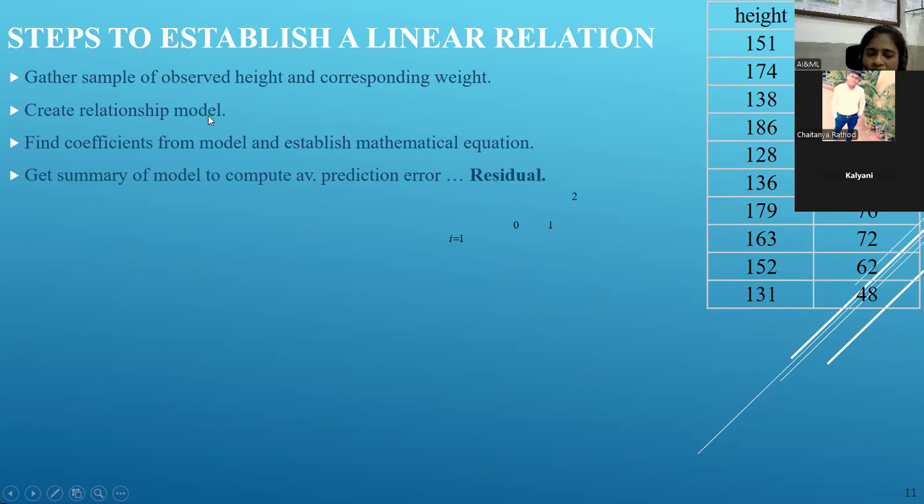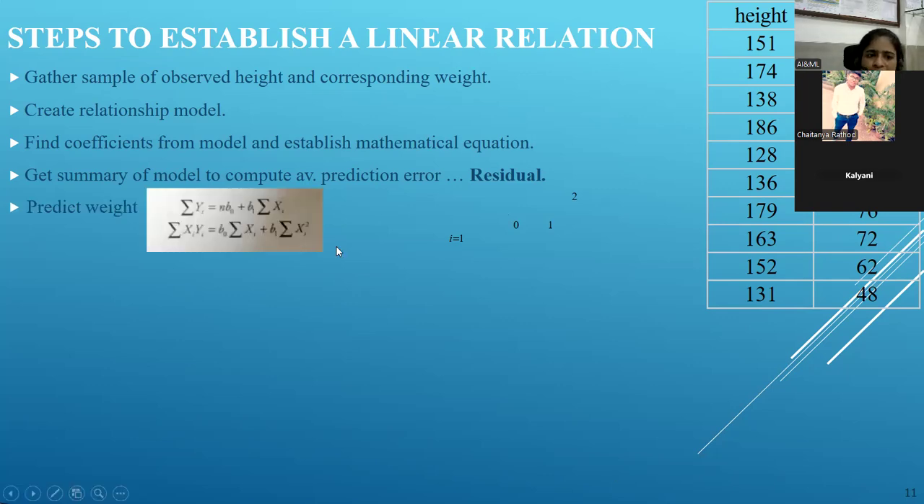What will a linear regression model say? I have to find the coefficients from the model, from the data, and establish the mathematical equation y is equal to b0 plus b1x. So b0, b1 will come from this data. Then we will compute the average prediction error, which is termed as residual. So this error is to be minimized.